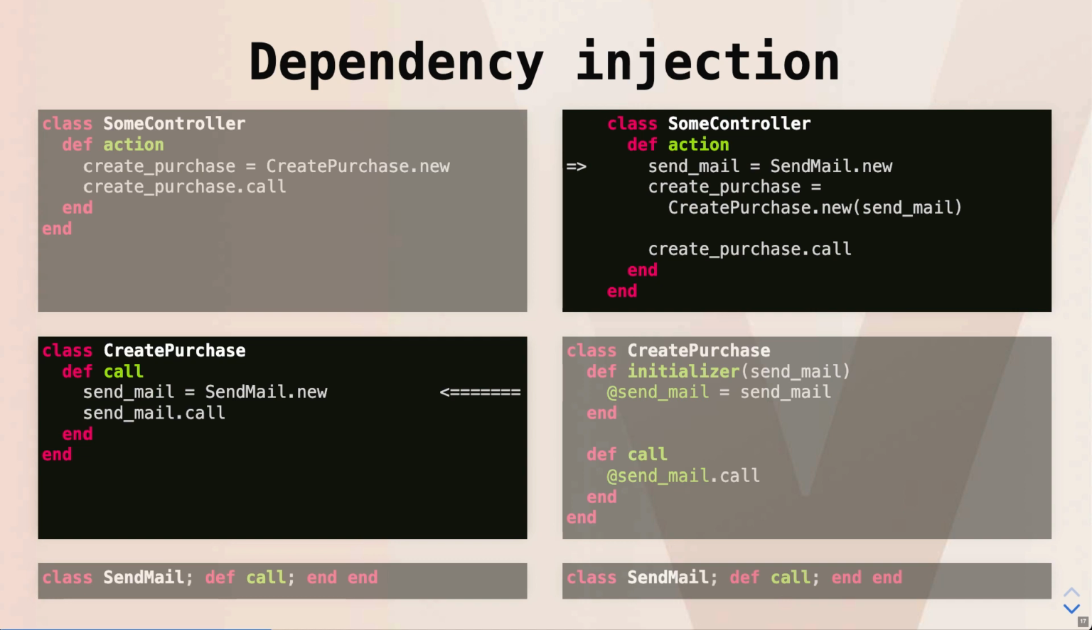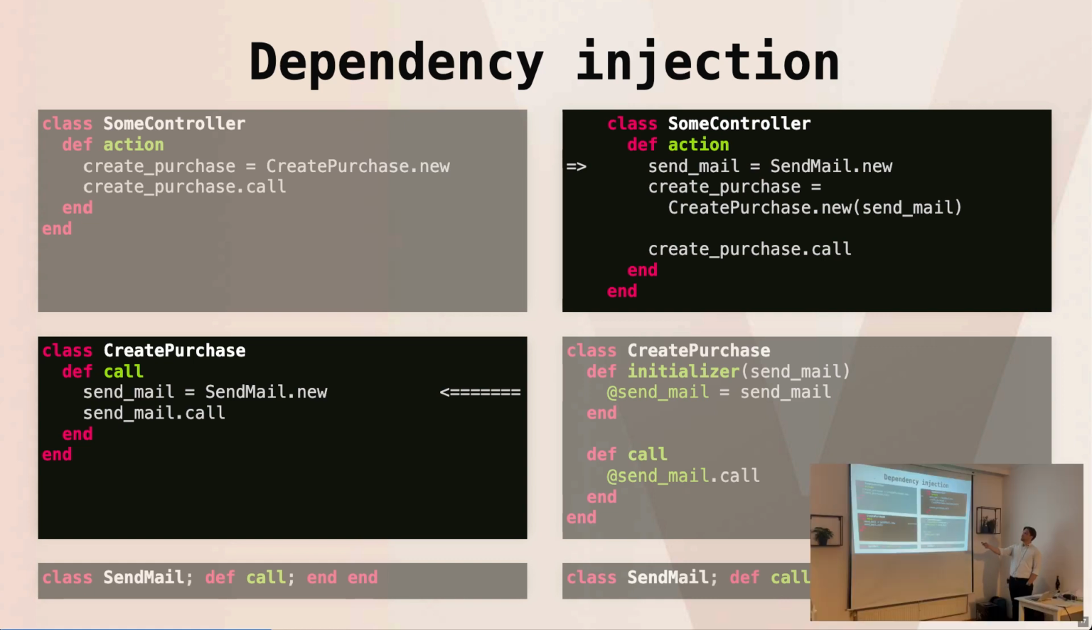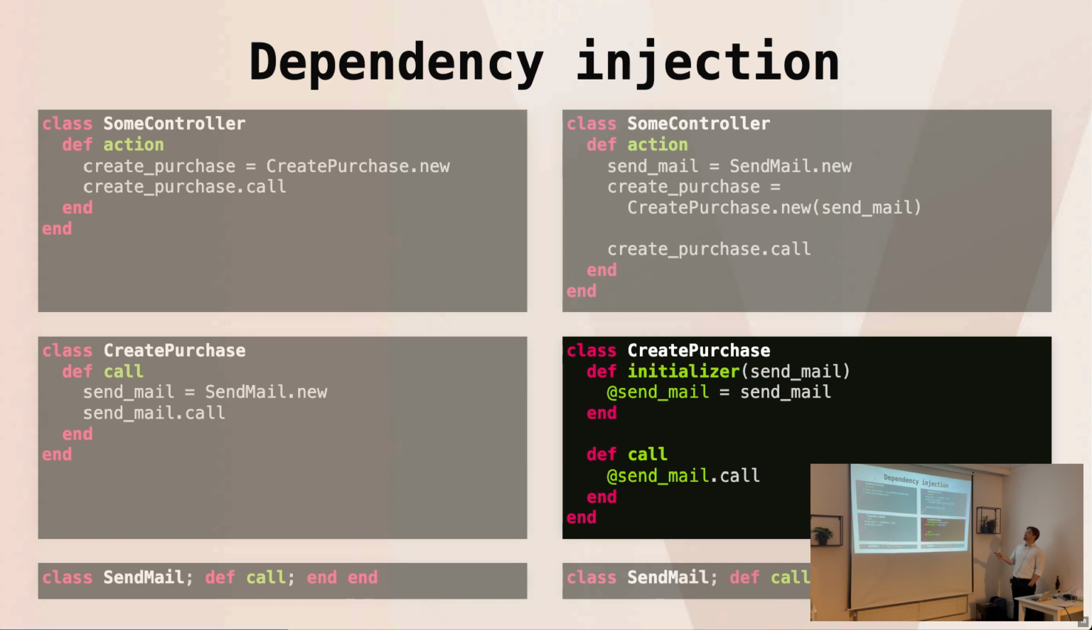So let's change it and use one of the most popular solutions for that, which is dependency injection. On the left side, we have the previous, hard-coded version of the code. On the right side, we have the new version, so it's like a transition. And this arrow just tries to show you what we changed. We move this dependency to our caller, to our controller. And additionally, in our new version of the service, we add a new argument to the initializer.